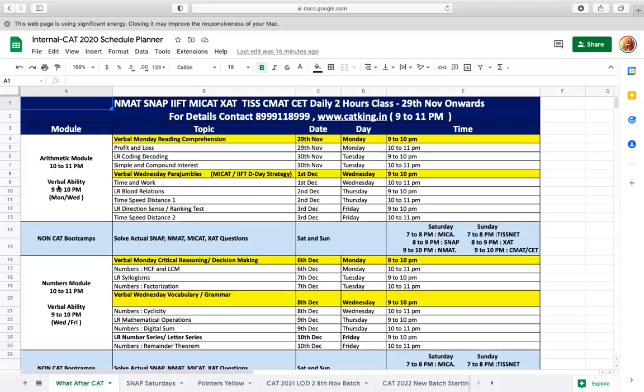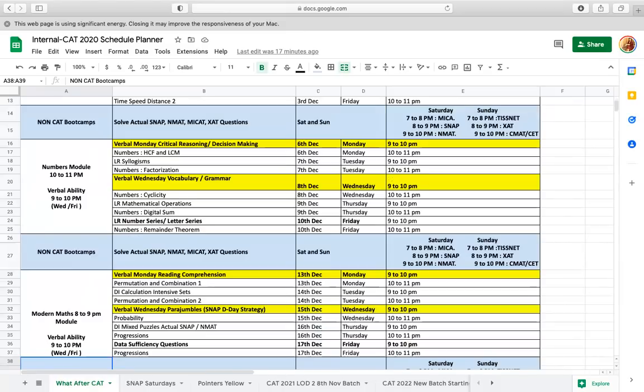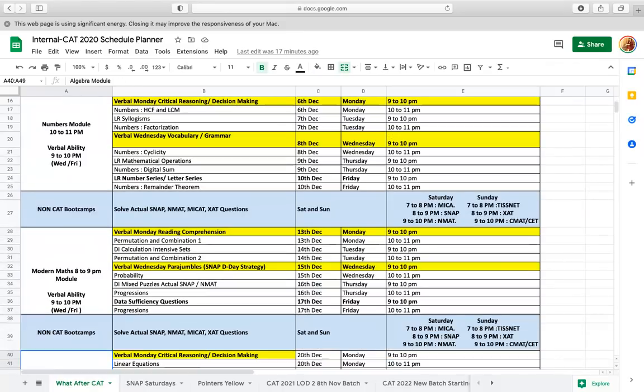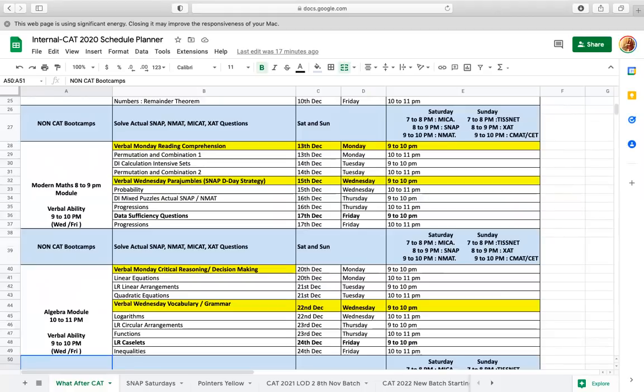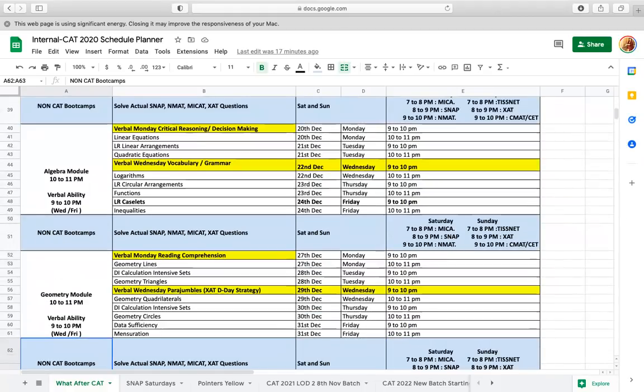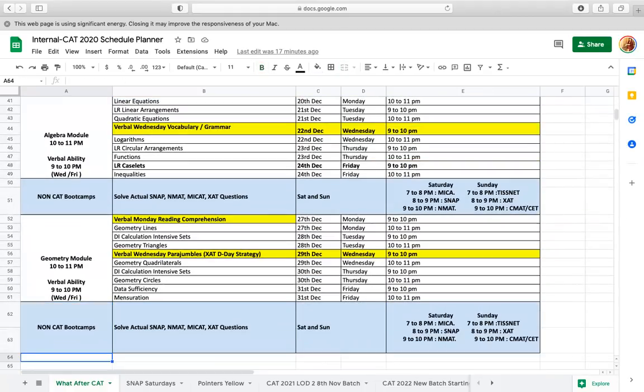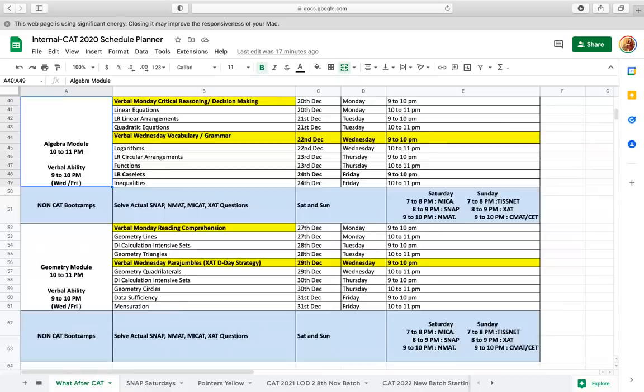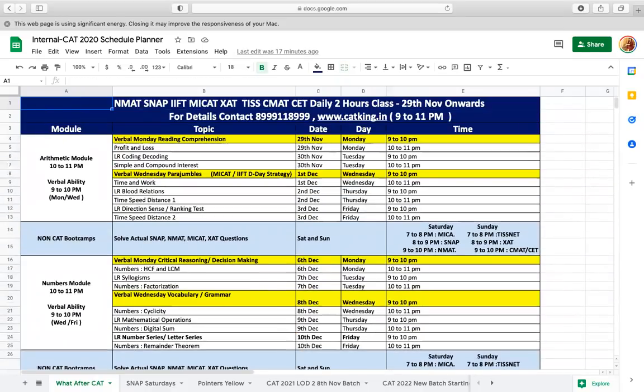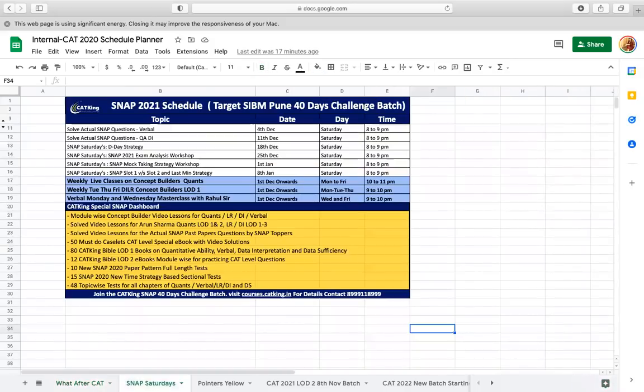Okay, coming back to the schedule. This week, arithmetic. Next week, numbers. After that, we are focusing on modern maths. Like I said, this is very important. Then we move on to our algebra module. Once the algebra module is done, we'll come to the geometry module. And that's where you finish up your entire syllabus, 31st December. So even if you start today, you can make sure that you start with the basics. We can crack the exam on 8th Jan or 16th Jan for sure.